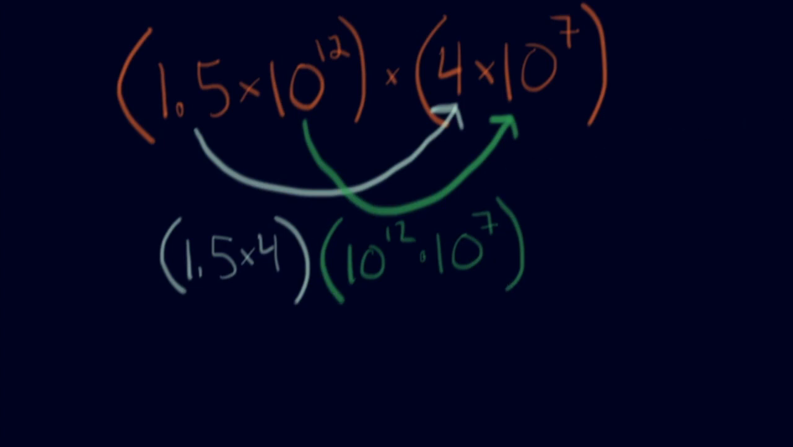So that's going to give you 6. And remember, when you're multiplying things with the same bases, you add your exponents. So this is going to be 6 times 10 to the 12 plus 7, so 10 to the 19th. And that's your final answer: 6 times 10 to the 19th. One thing to always ask yourself: is it in scientific notation? Yes, it is. It's a base 10 to a power, and it's 1 digit. Excellent. Let's try another example.